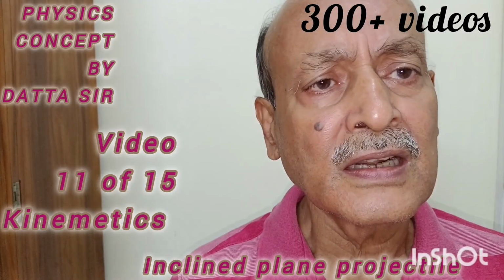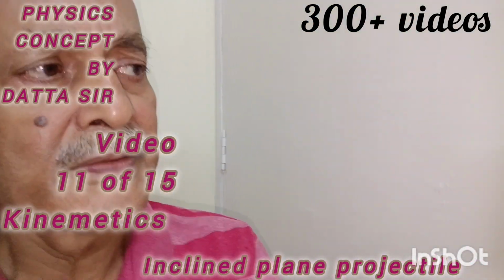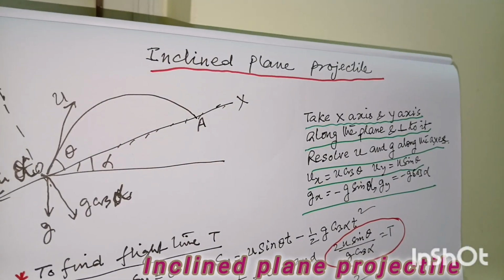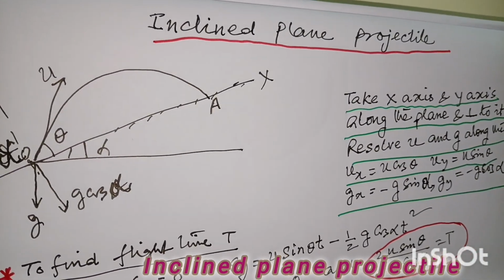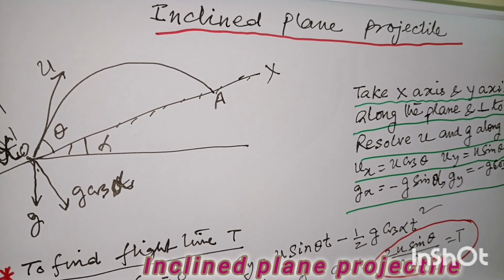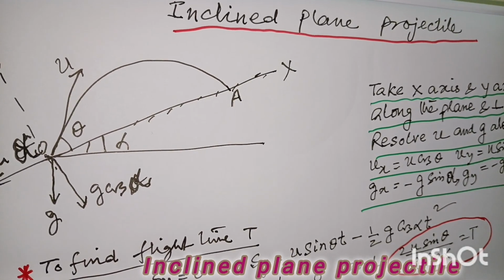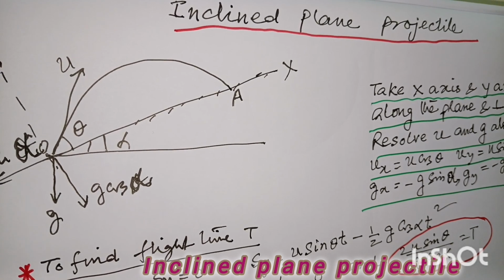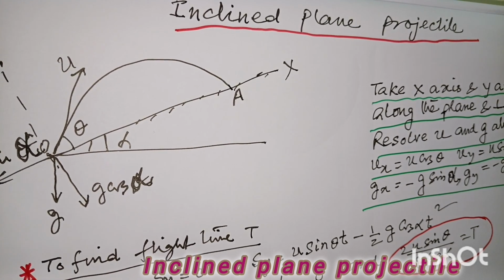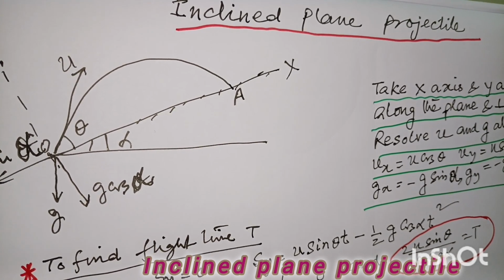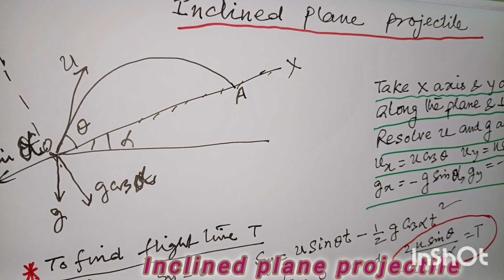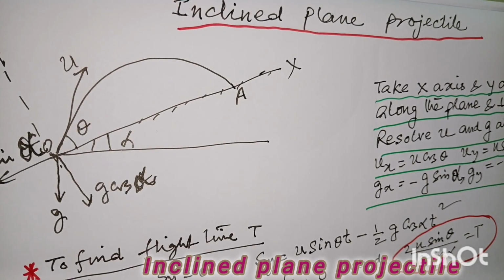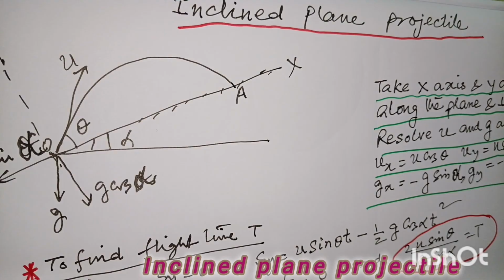So now let us go to the topic. Today's topic is inclined plane projectile. Now let us say there is an inclined plane OA inclined at an angle alpha with the ground. Now from O a projectile is thrown with an initial velocity u at an angle theta with that inclined plane and it falls on A.